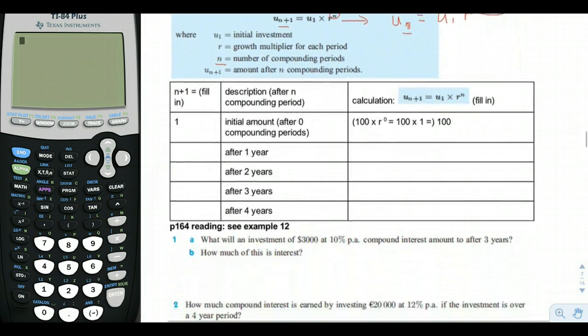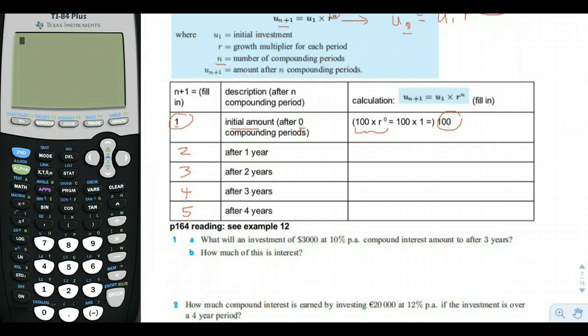We're going to fill in this table, and we are going to put n plus 1. So the initial amount would be n plus 1 equal to 1, and then n plus 1 would be 2 here, 3, 4, and 5. If we say n plus 1 is 1, what we're actually saying is the initial amount at the beginning of everything, after 0 compounding periods. So that's why it's 100 times r to the 0, which is 100 times 1, which is just 100. Okay, so that makes sense, right?